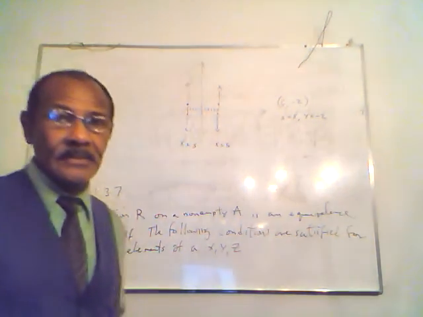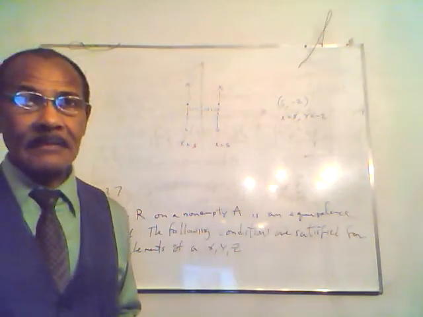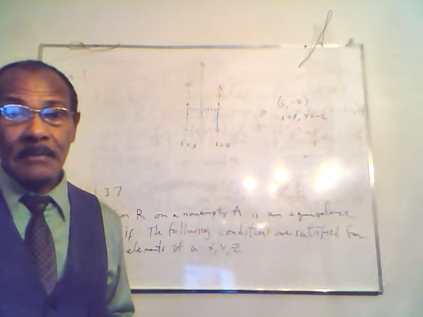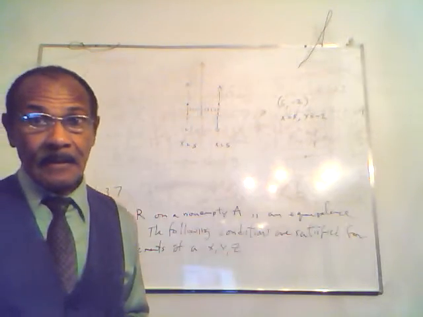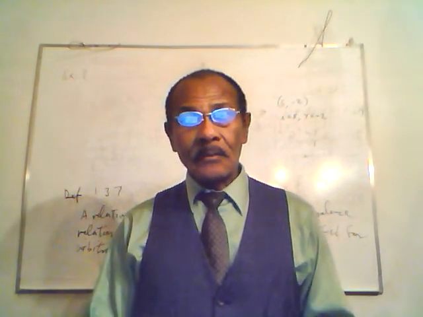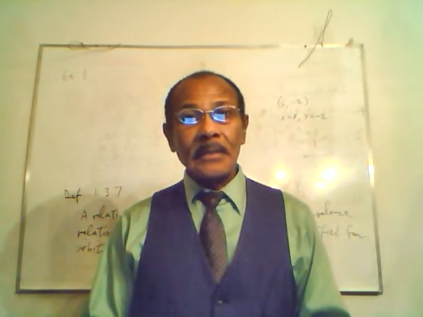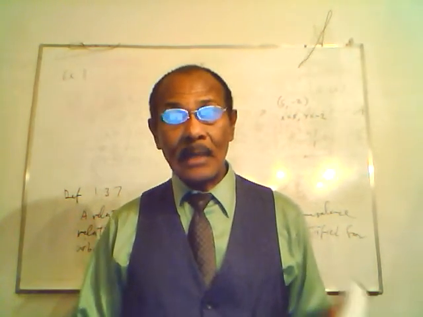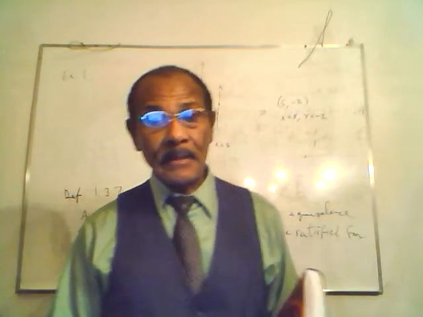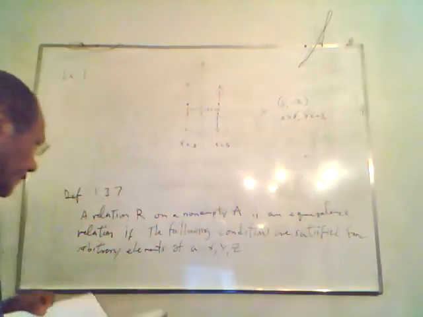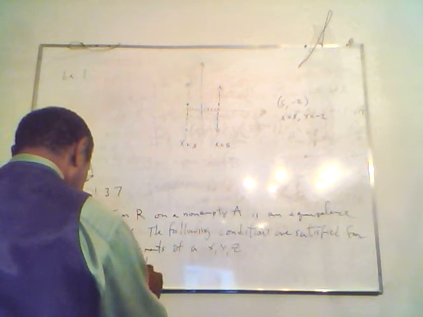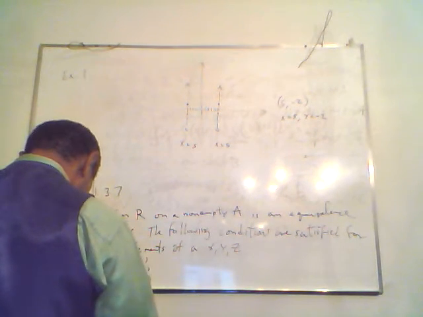Now, this is a general, abstract definition of an equivalence relation. Equality is an example of an equivalence relation. So we want to keep that in mind, that the relation does not have to be equality for it to be an equivalence relation. That's what we're saying here in this definition.